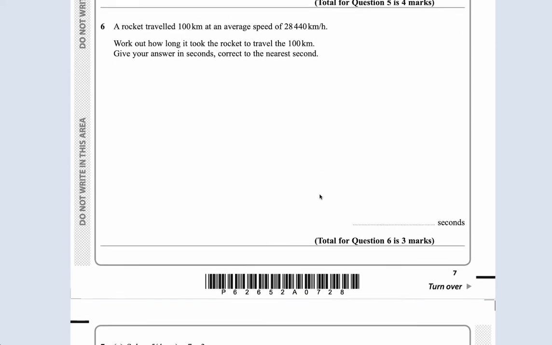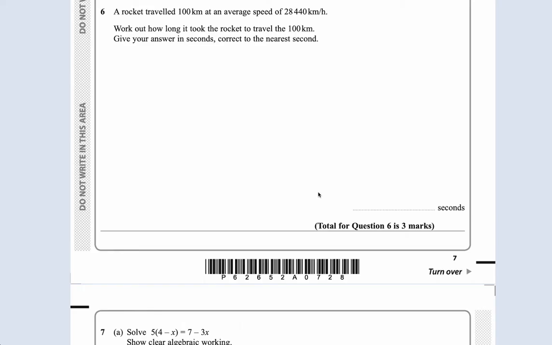Okay, question 6. A rocket traveled 100 kilometers at an average speed of this. Work out how long it took the rocket to travel the 100 kilometers. Give your answer in seconds correct to the nearest second. Okay, so firstly, what are we trying to find out? We're trying to find out time.